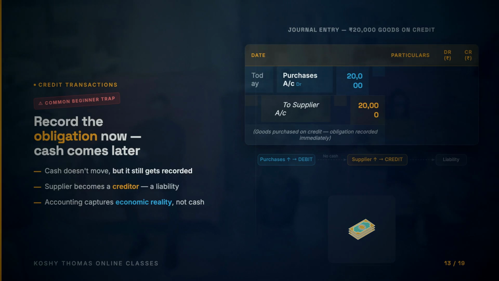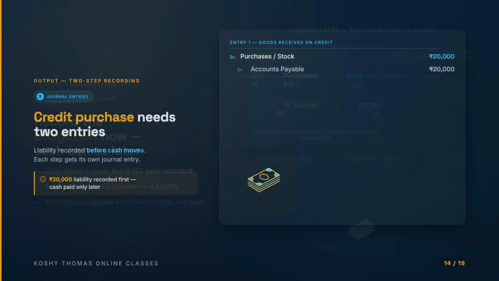Here's a slightly trickier one: credit transactions. The tea shop owner buys goods worth 20,000 Indian rupees on credit from a supplier. No cash moves yet. Notice this: two accounts are still affected. Purchases is an expense going up, debit it. The supplier is now a creditor, a liability going up, credit it. Cash hasn't touched the entry at all. That's the beauty of the system. It records what happened, not just what was paid.